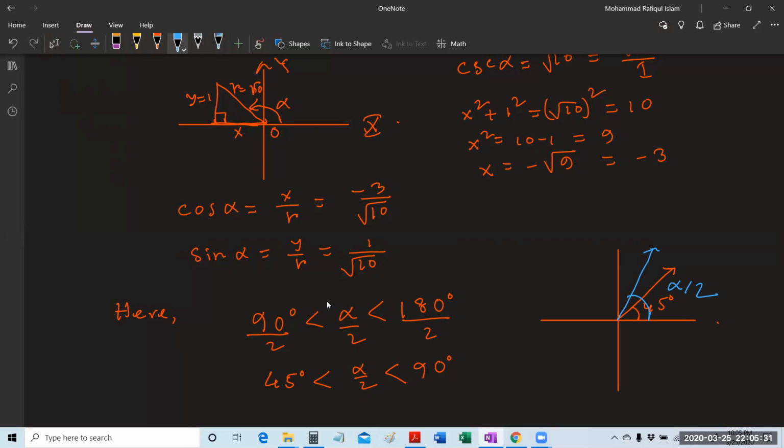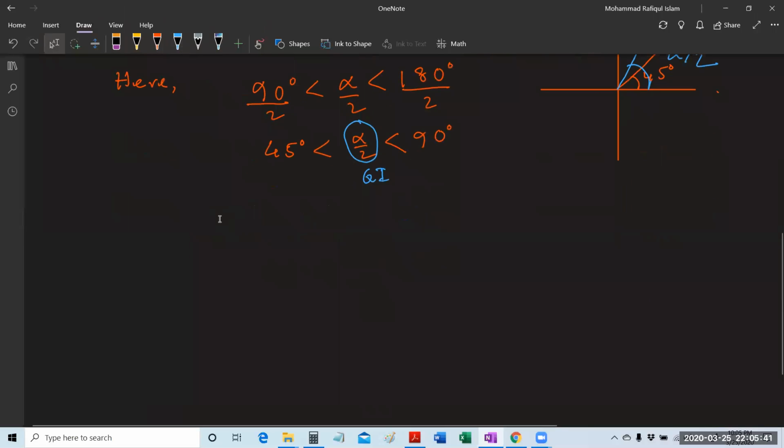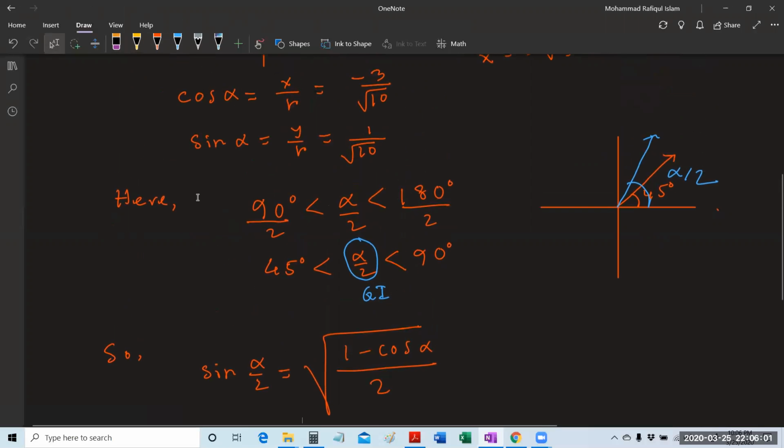Okay, so since this angle is in quadrant 1, the formula for sine alpha by 2 will take the positive part. So sine alpha by 2 equals the square root of 1 minus cosine alpha, all over 2. We already calculated the value of cosine alpha, that is negative 3 over root 10. Now we just have to substitute those values here. So 1 minus negative 3 over root 10, all over 2.